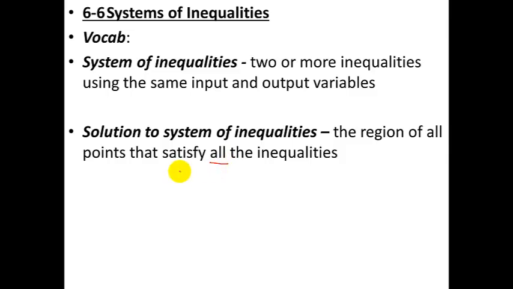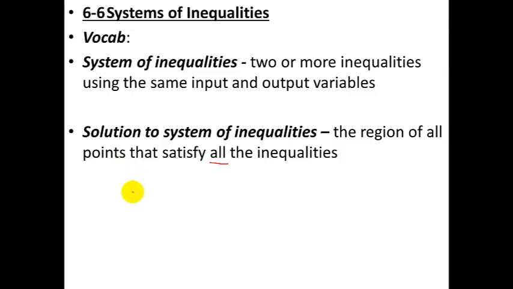So just like a system of equations, the solution is where the lines cross, because that one point is on both lines. Here we want to find the region of all the points that are satisfying both inequalities. And if you remember, a two-variable inequality, you shade it either above or below.